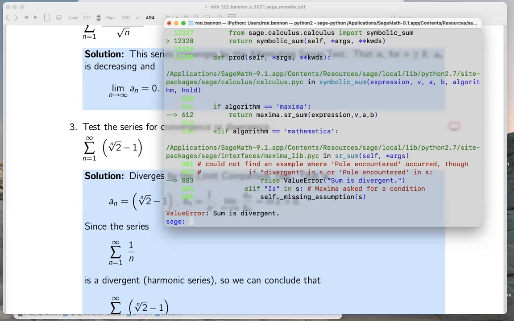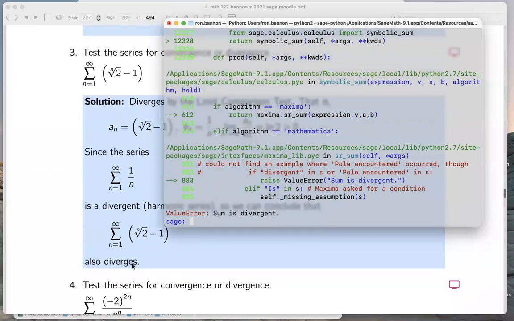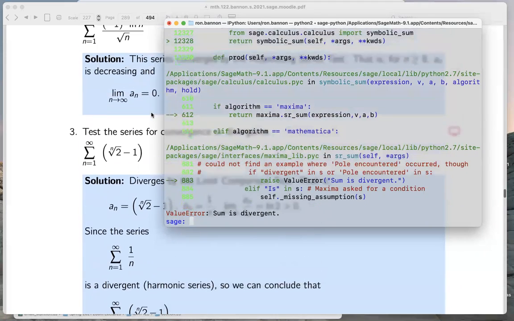Sum is divergent. All right. That's good to know, by the way. And what I mean by that, it says it diverges. Right? We knew it diverges. Now, do you remember the other ones we did?